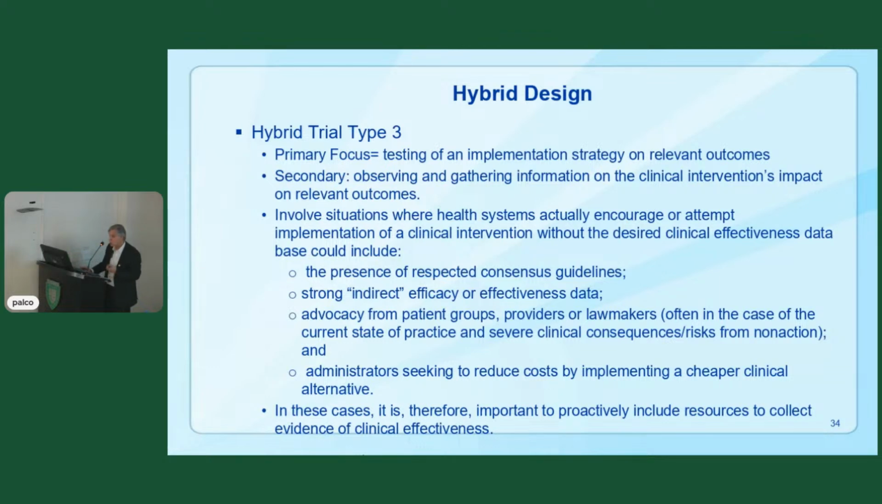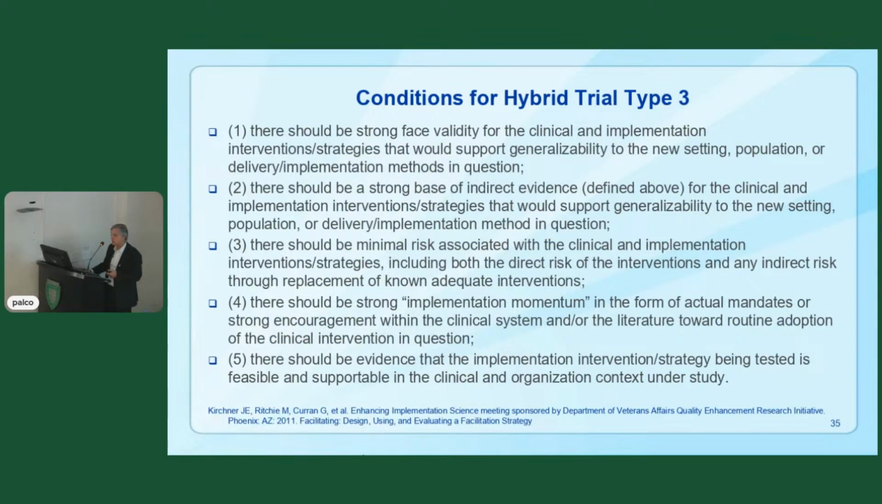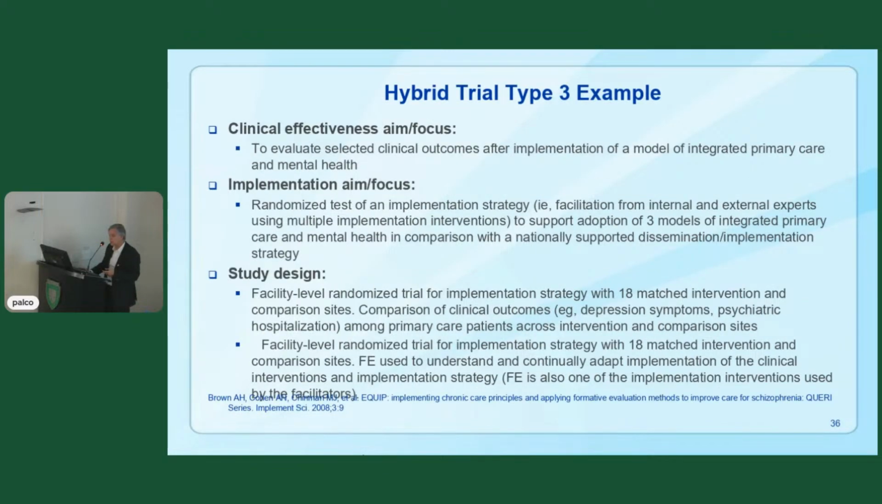So you're looking at the grouping of the information. So I'll give an example. You can read this over because we are running out of time. The example here is to evaluate selected clinical outcomes after implementation of a model of integrated primary care and mental health.